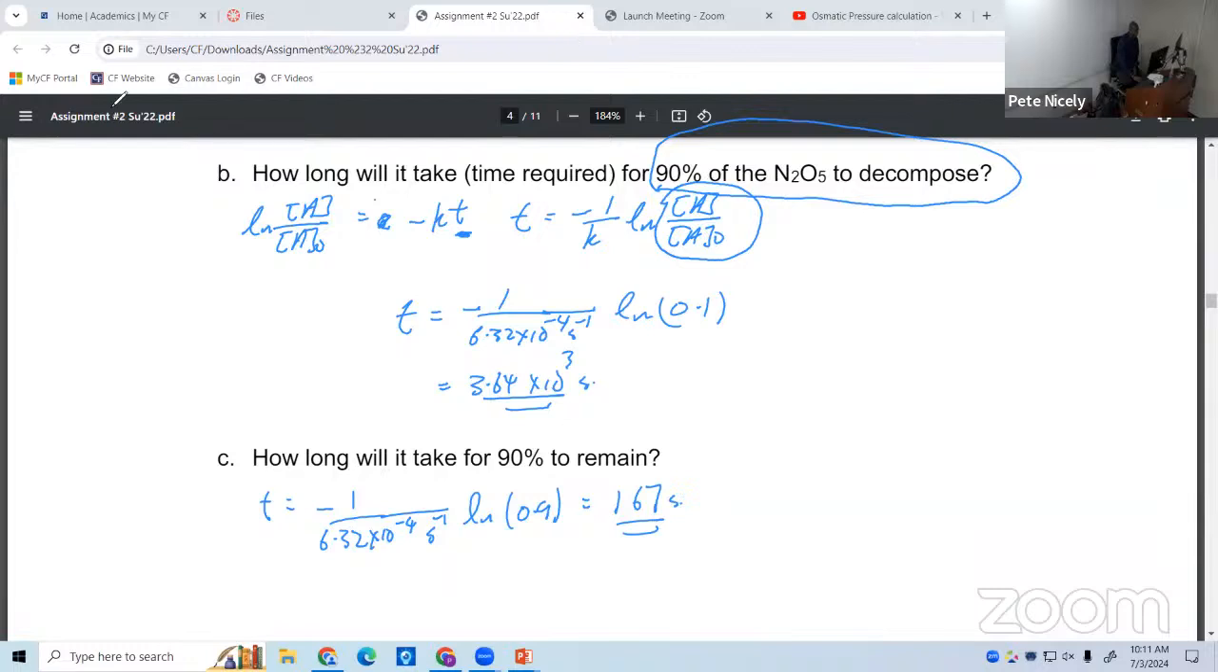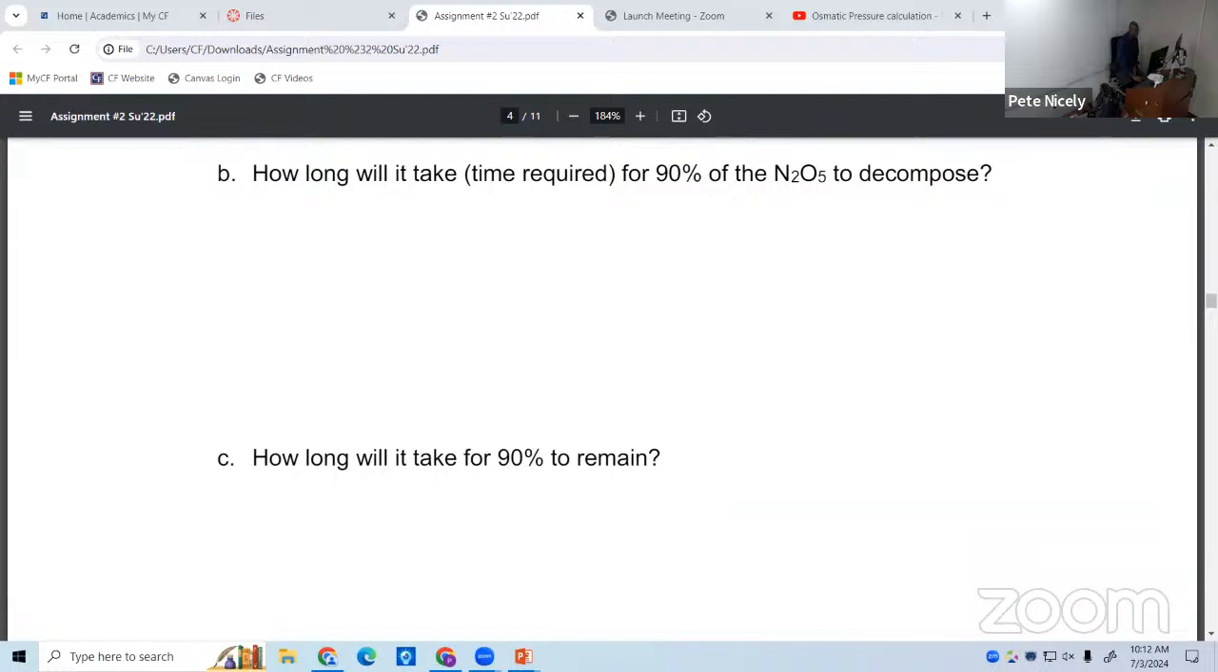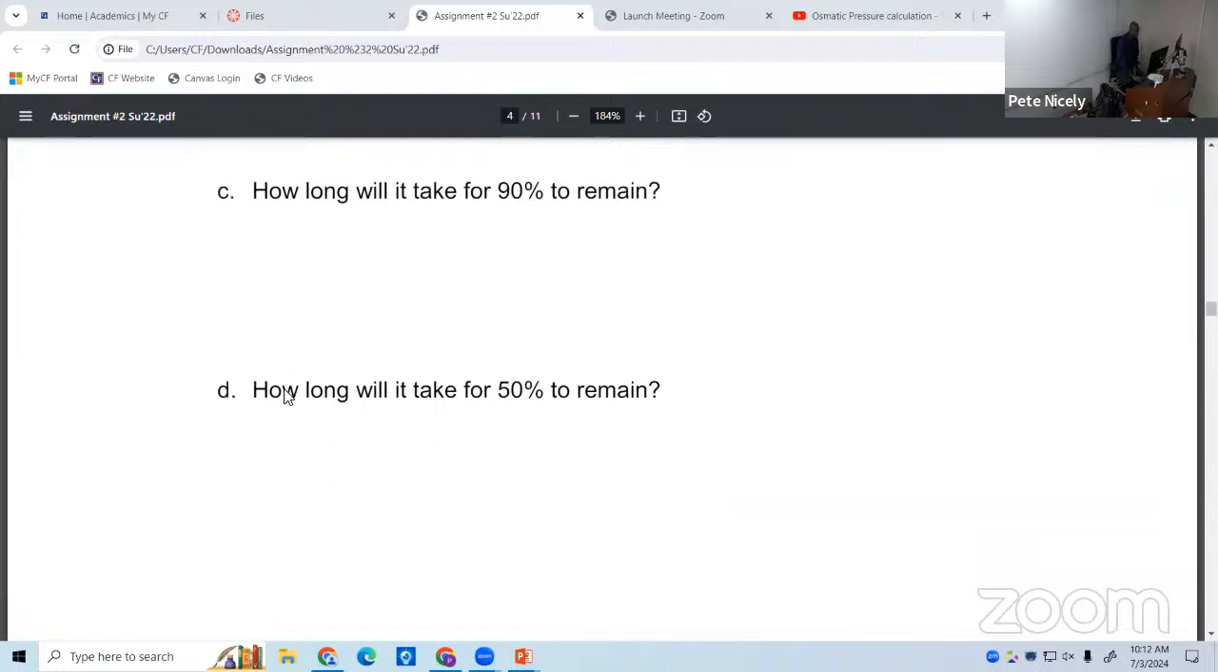Okay, is it okay for me to clear this? Okay, so the next question is how long will it take for 50% to remain? So what formula would come to mind when it comes to this question? Same one we just used. Well, you could do that, but there's a simpler formula for first order reaction.